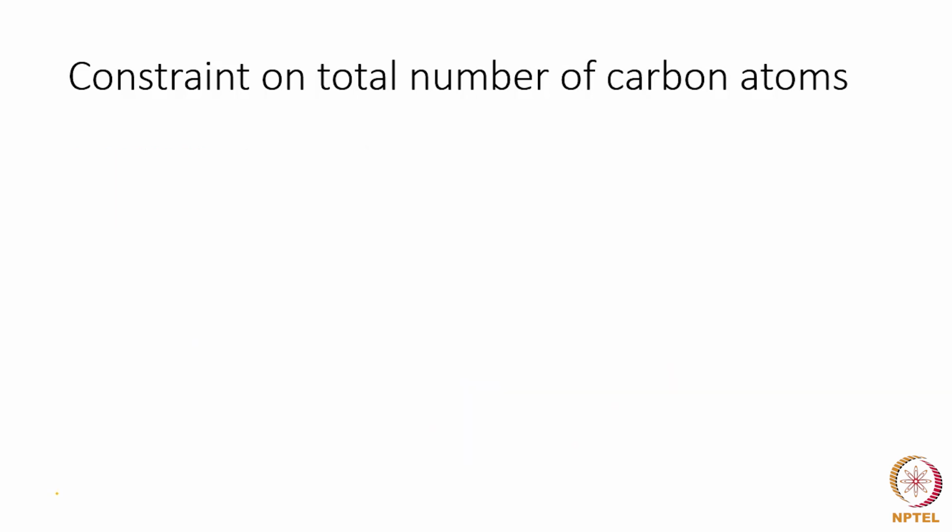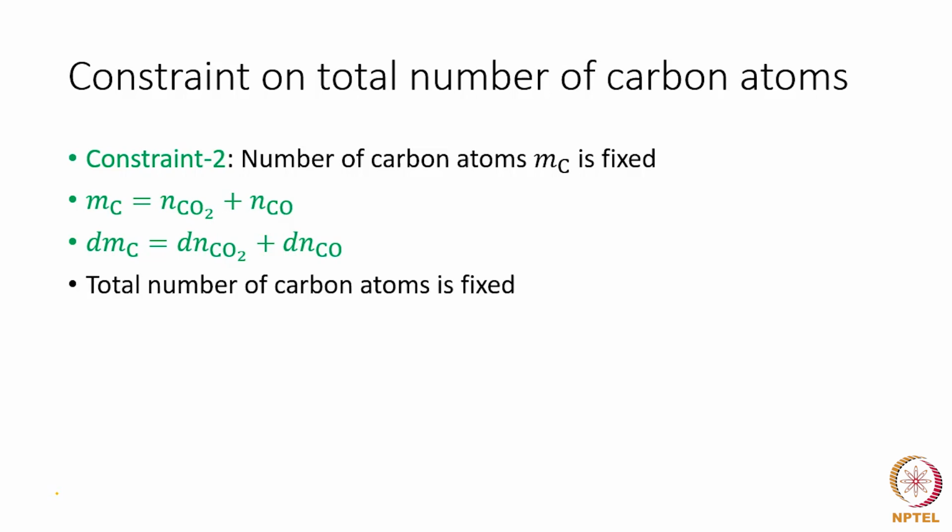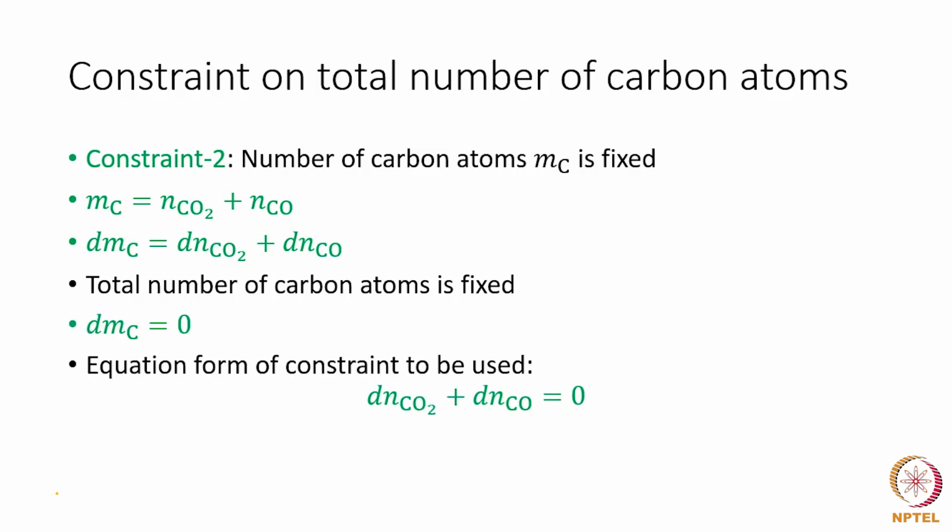Similarly, by using the constraint on the total number of carbon atoms, we can arrive at the second equation that will give us the change of the number of moles of the 3 species. So constraint 2 is on the number of carbon atoms, MC being fixed, and we write it as MC is equal to NCO2 plus NCO. And looking at the differentiation of this equation, we write DMC is equal to DNCO2 plus DNCO, and we know that the total number of carbon atoms is fixed, which means DMC is equal to 0, which then gives us the right hand side of this as an equation. So this is the constraint on the number of carbon atoms being fixed, which we can use.